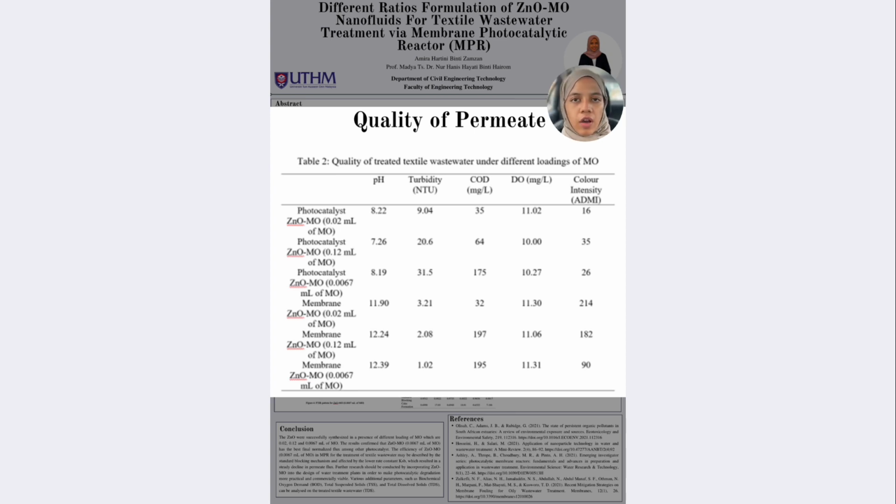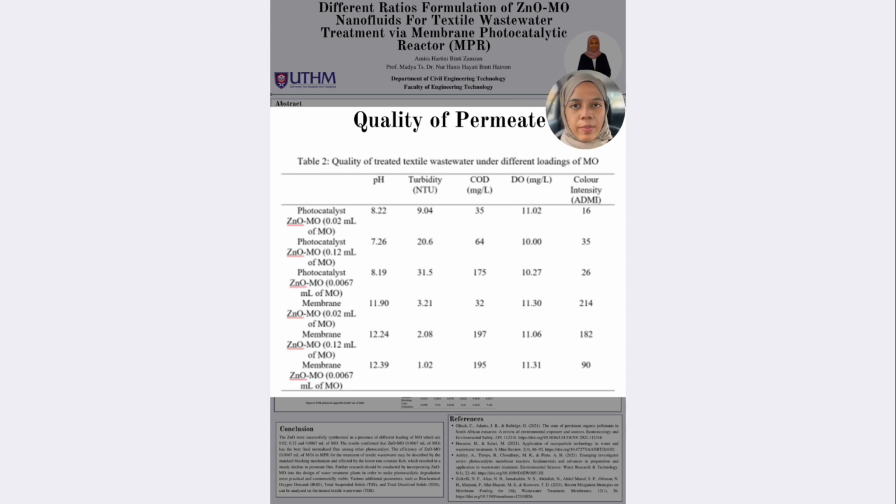For the analysis of turbidity, all photocatalysts are below the turbidity limit, with ZnO-MO with 0.0067 ml of MO being the second lowest at 1.02 NTU. Based on the National Water Quality Standard, NWQS, the limit is less than 5 NTU, which is good because it shows high water clarity and is suitable for discharging the treated textile wastewater to the environment in order to protect the water quality and aquatic life.